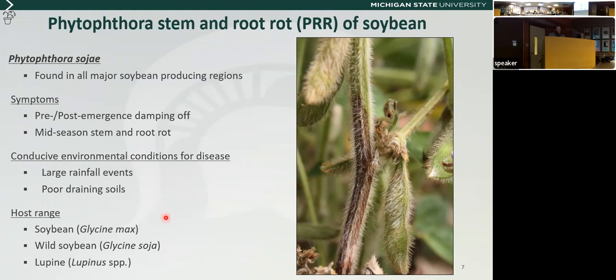Phytophthora sojae has a very limited host range, especially when we're considering agronomic hosts, soybean being the only agronomic host. However, you can also find Phytophthora sojae on wild soybean, Glycine soja, as well as some native lupine species here in North America.